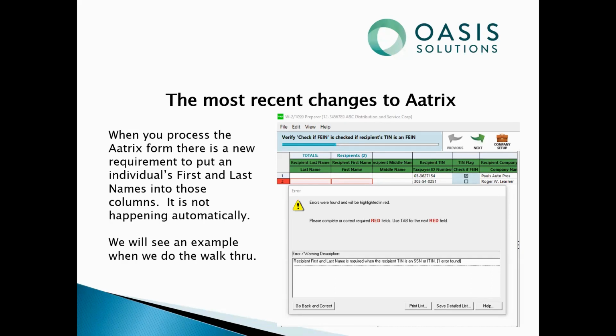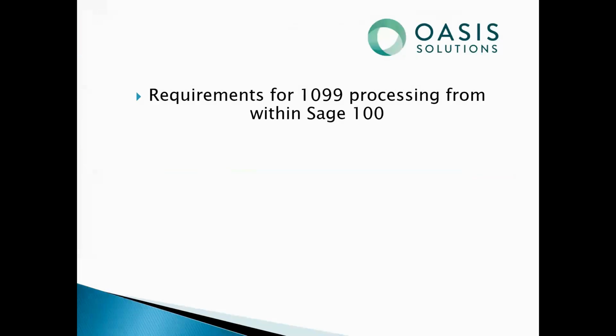As of today, I was looking to see if there was going to be anything that would make that a little simpler so we didn't have to just type it in for each one. And so far, I haven't seen anything. So we'll see if later in the month, Sage or Atrix comes up with anything that might make that a little less painful for those of you who have a lot of 1099s. Going to the next page.